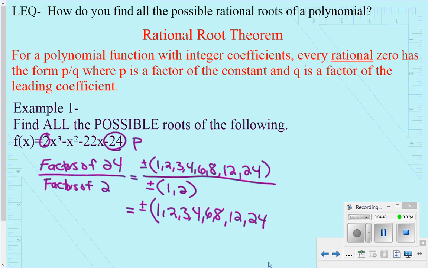Now I need to take each one of those numbers in the numerator and divide by 2. And if it's already on my list, I'm not going to add it. But if it's not on the list, I will add it. So 1 divided by 2, 1/2, that gets added to the list.